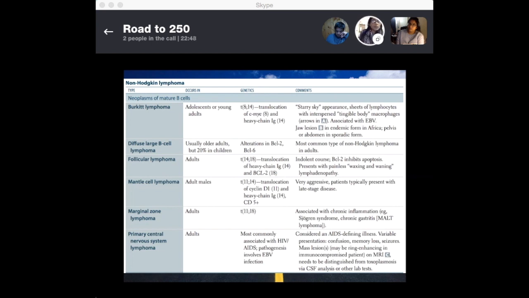So the diffuse large B-cell lymphoma type, it's known as the most common type of non-Hodgkin's lymphoma in adults, but that does not mean it does not occur in children. So 20% is still seen in children. And like I said, there's an alteration in BCL2 and BCL6 genes.